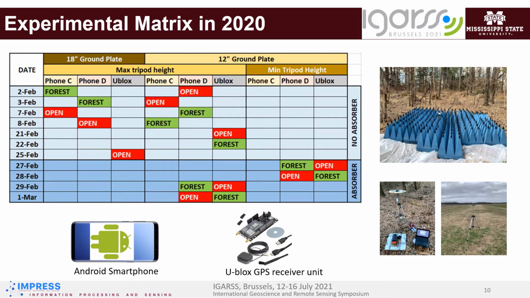In early 2020, we performed several experiments with a smartphone and a custom u-blox receiver to prove our hypothesis. We performed the experiments in forested and open areas, with and without placing electromagnetic absorber around the receiver. We also used ground planes of different sizes to observe the ground multipath effect. For the time constraint, here we are only going to present the result of a smartphone-based receiver, although the u-blox receiver also produced data with similar quality.